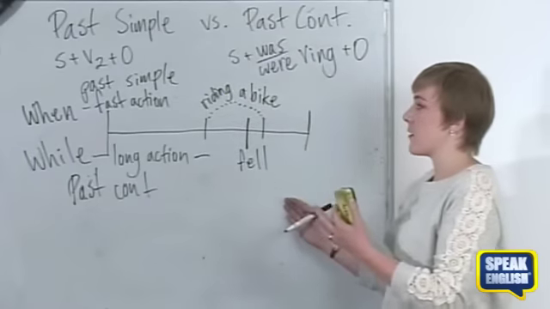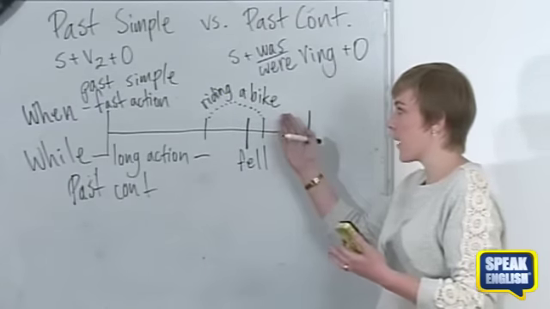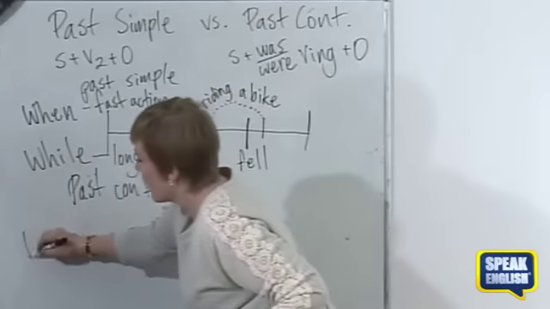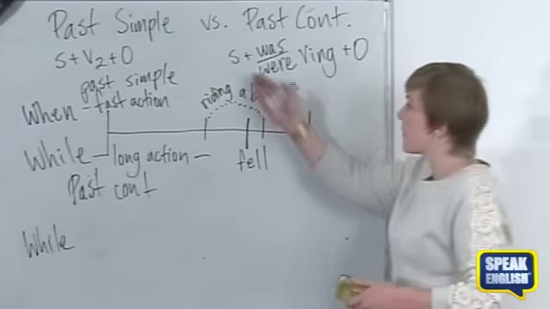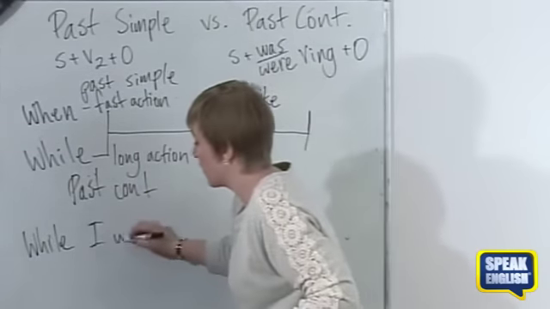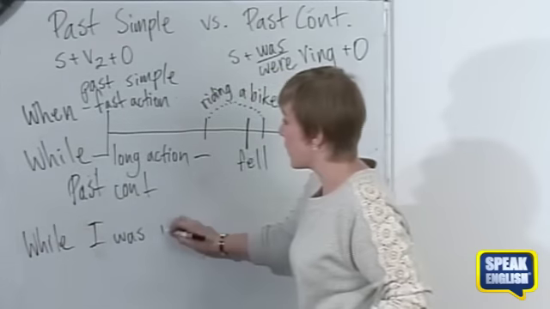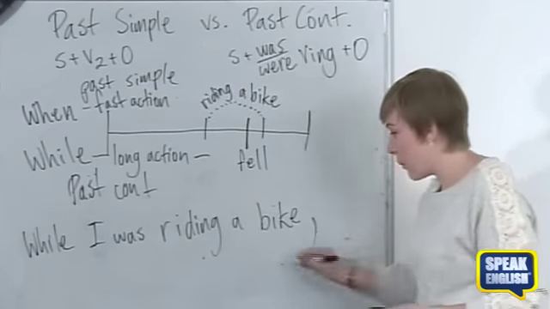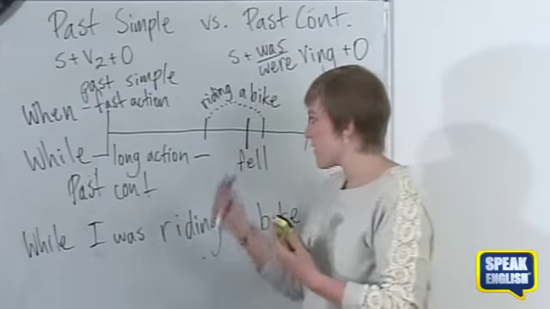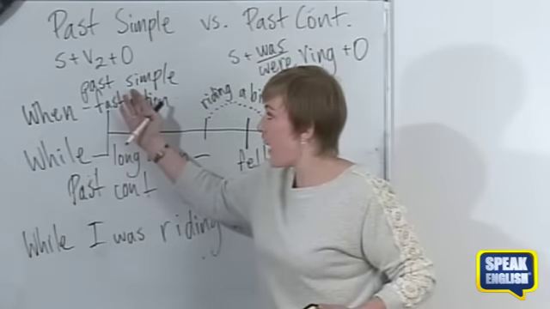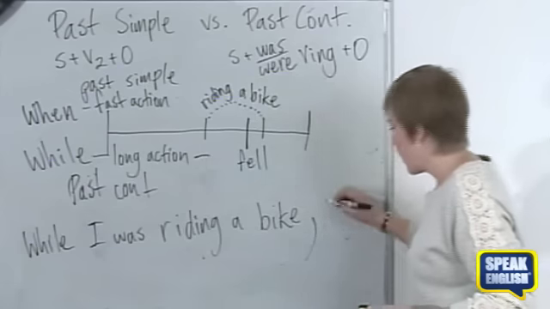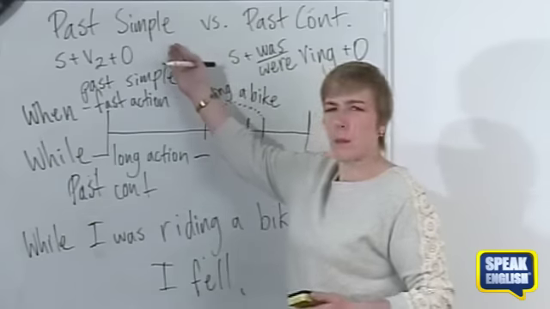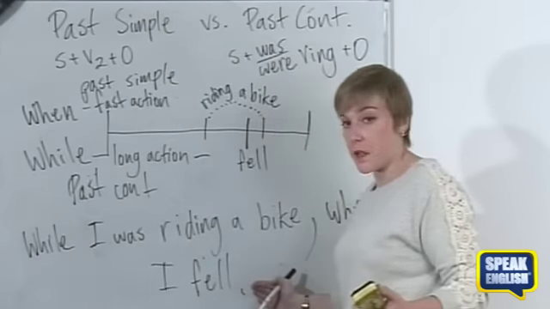So let's look at this sentence now. When or while for riding a bike. Long action, so we'll use while, and we'll use past continuous tense. While, subject, was, were. Let's say I was, verb ing, riding a bike, comma. Then for our fast action, fell, we'll use past simple, and we can use when. When I fell. Again, it's a past simple sentence, subject, verb to, no object here.